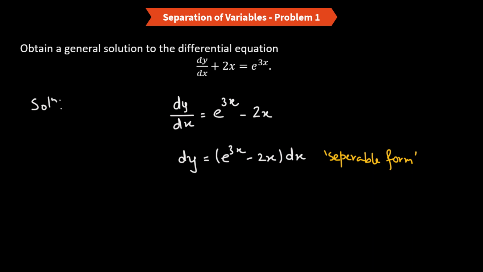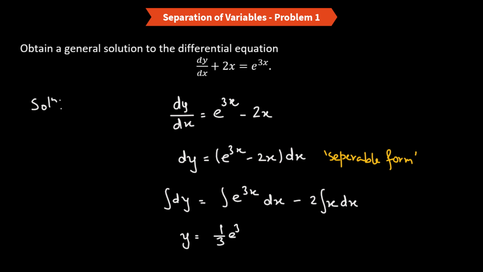What we're going to do is integrate both sides, which will give us integration of dy is equal to integration of e raised to the power of 3x dx minus 2 times integration of x dx. So finally we get y is equal to integration of e raised to the power of 3x, which will give us 1/3 of e raised to the power of 3x, minus 2 times integration of x dx, which will be x squared over 2. So the 2 and 2 get cancelled, leaving us with x squared plus c, and this is the required solution to the given differential equation.